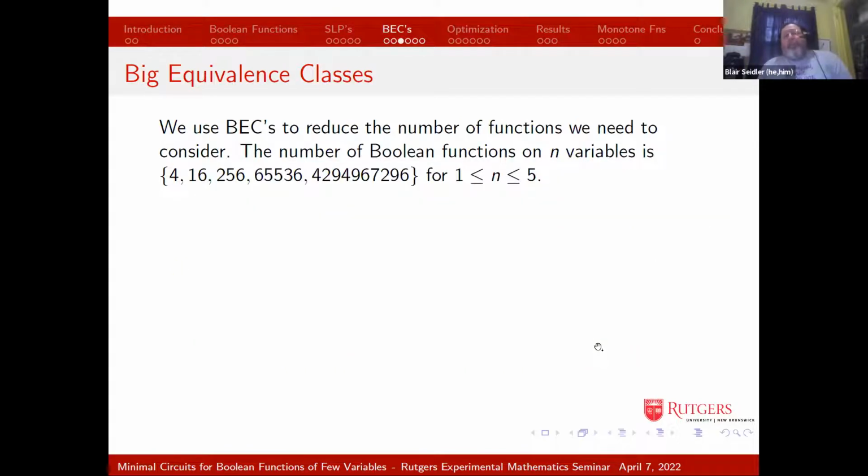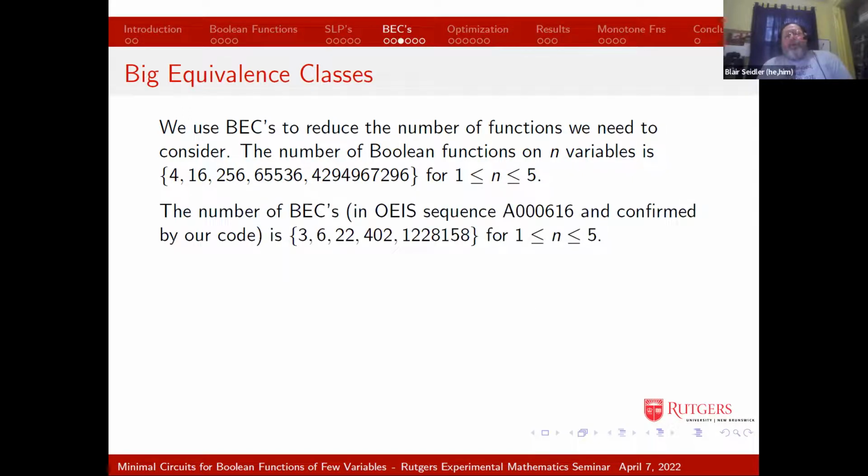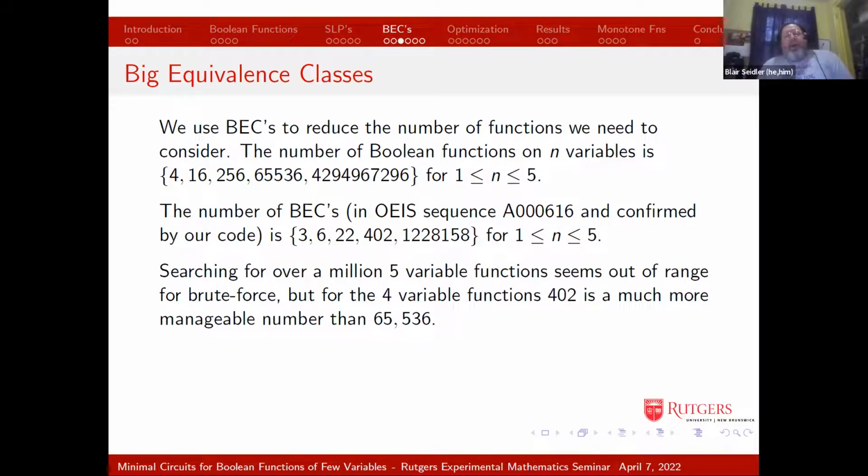So I'm going to talk about big equivalence classes. The number of Boolean functions in n variables, these are probably very familiar numbers. These are just 2 to the 2 to the n, which grows ridiculously fast. And the number of big equivalence classes, in OEIS sequence 616, is a lot smaller, at least at the beginning. I didn't really want to look for over 1,000,005 variable functions because that was going to take a really long time, but 402 seemed a very manageable number. So that kind of became my target as soon as I got to this point. So that was the goal.